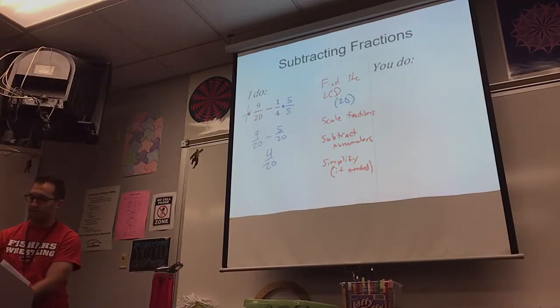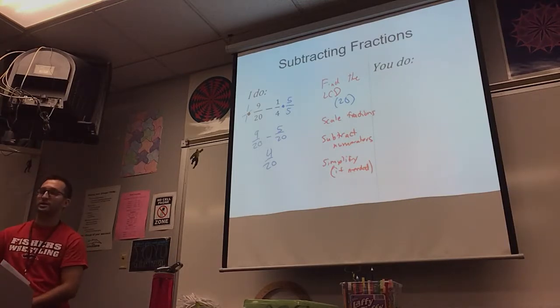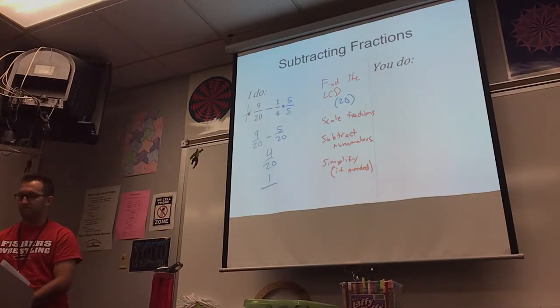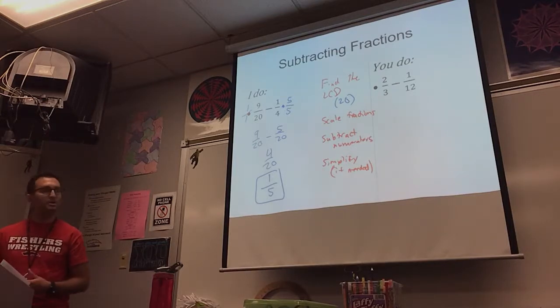What goes into both 4 and 20? 5. Try again. 4 goes into both 4 and 20. So 4 divided by 4 is 1, and 20 divided by 4 is 5. 4/20ths becomes 1/5. Okay? Make sure you have those steps written down for your you do. This is a you do. I did one, now you do one. Look how nice that was.